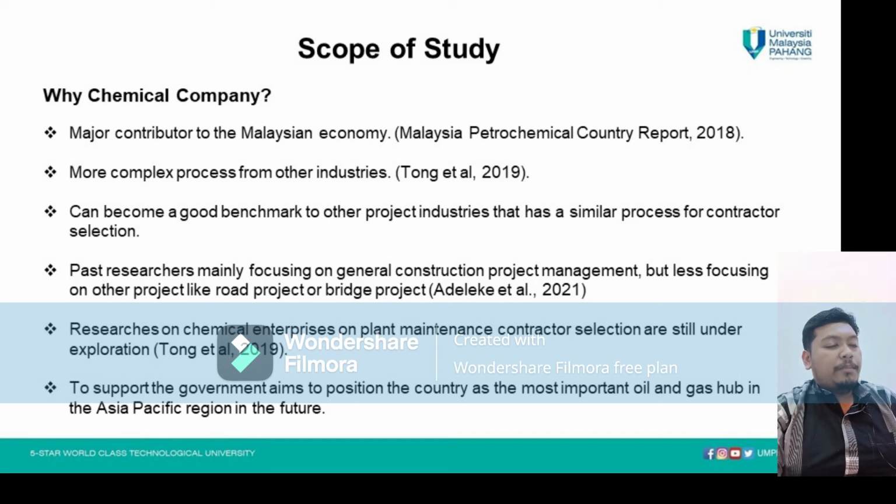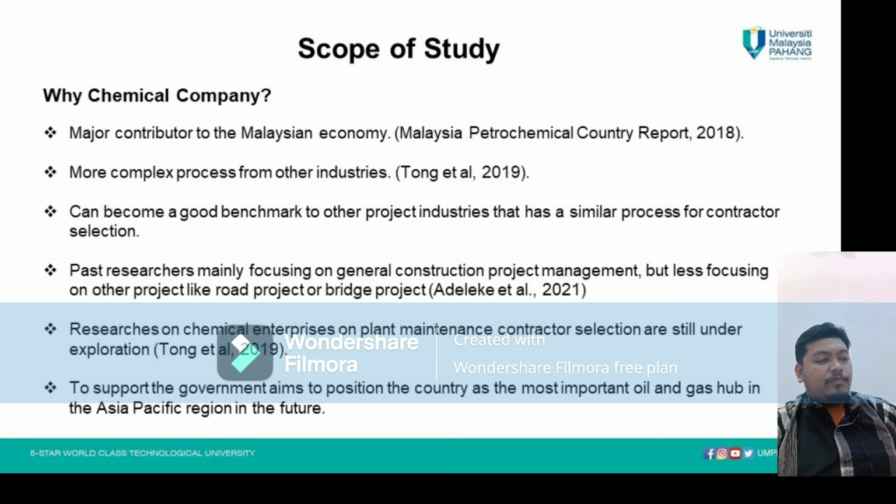And moreover, past researchers mainly focused on general construction project management but less on other projects like road or bridge projects. In this case, plant maintenance projects are also included. Moreover, according to Tong et al. 2019, research on chemical enterprise plant maintenance contractor selection is still under exploration. And the other thing is to support the government's aim to position the country as the most important oil and gas hub in the Asia Pacific region in the future.